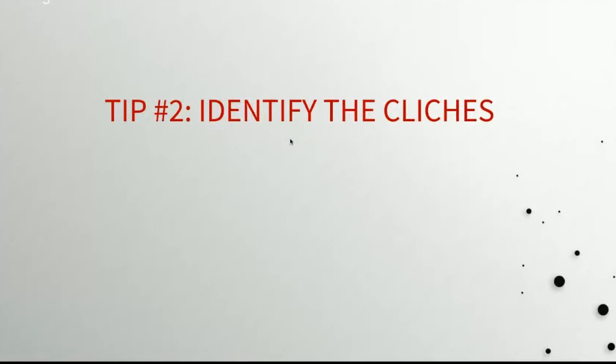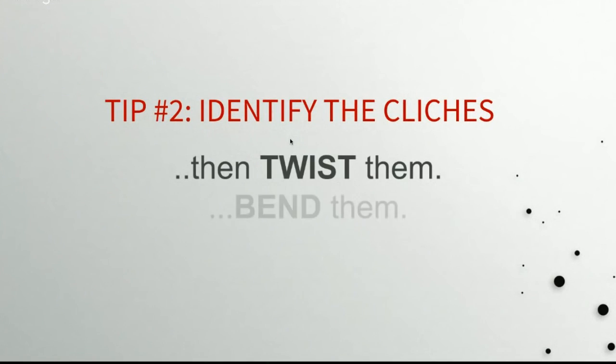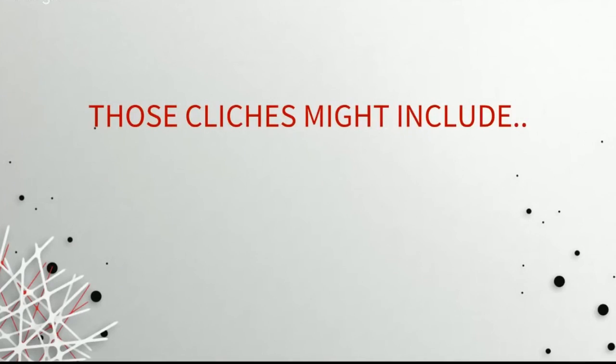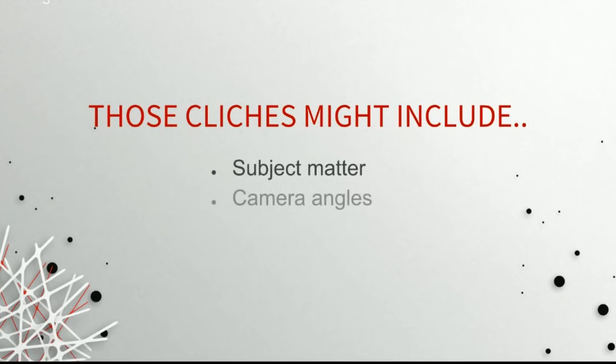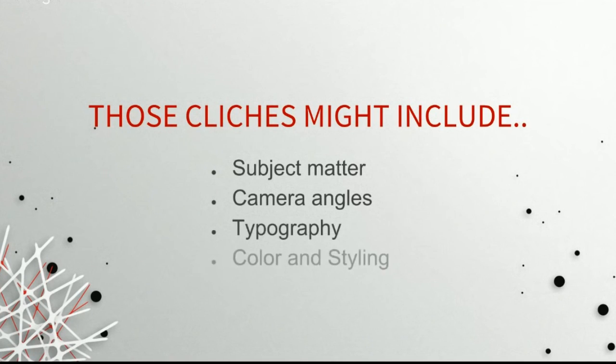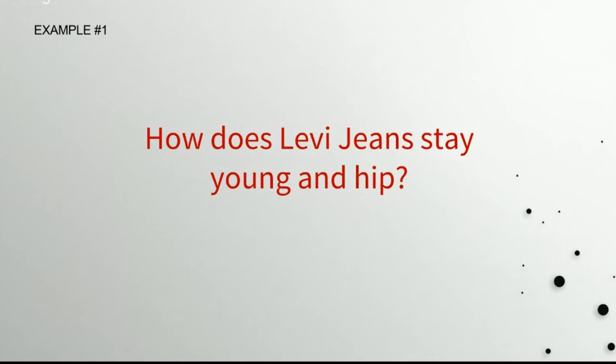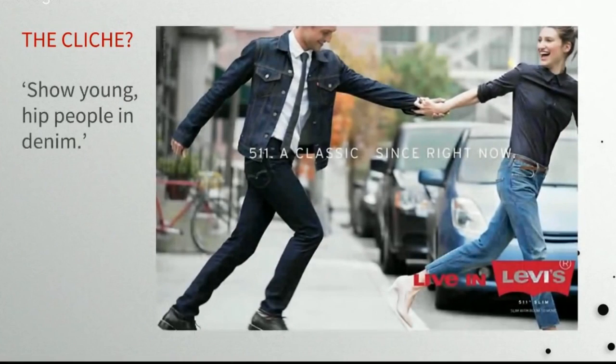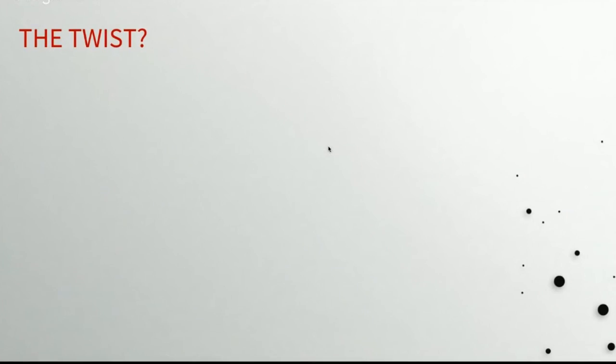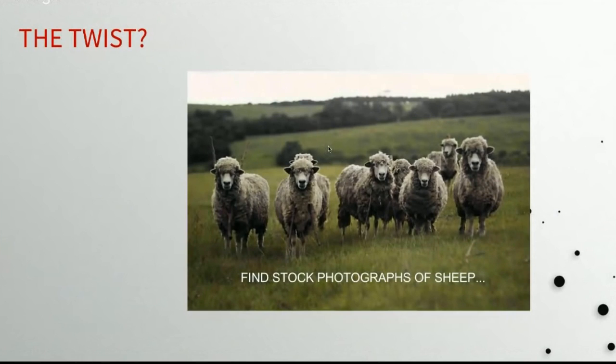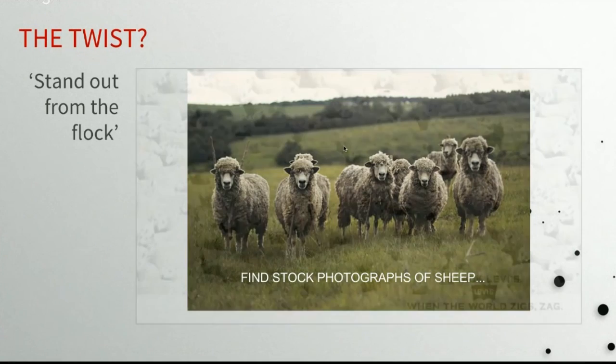Tip 2 is identify the clichés and then twist them and bend them and break them. Now, those clichés might include the subject matter that you're using, the camera angles, the typography, the color and the styling. Example 1 is, how does Levi Jeans stay young and hip? And keep in mind that Levi Jeans is about 120 years old as a company, so it's quite a task to keep a brand like that young and hip. The standard cliché is to show young, hip people in denim. But their twist was to find stock photographs of sheep and run with a "stand out from the flock" theme.